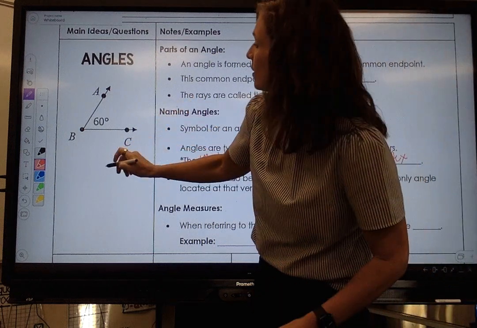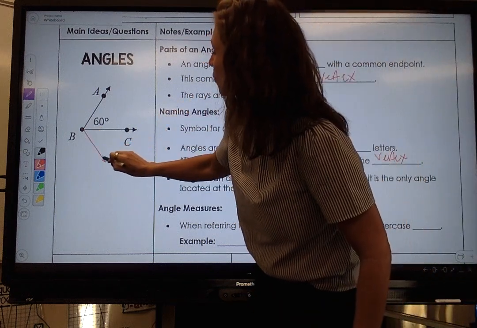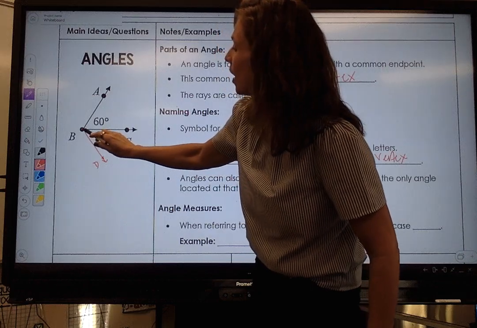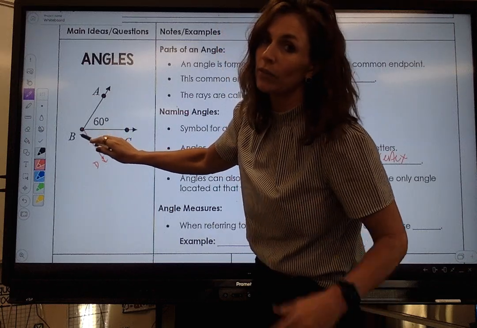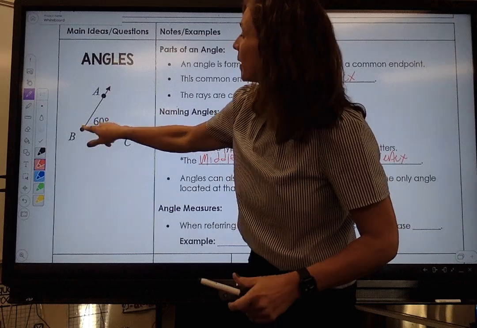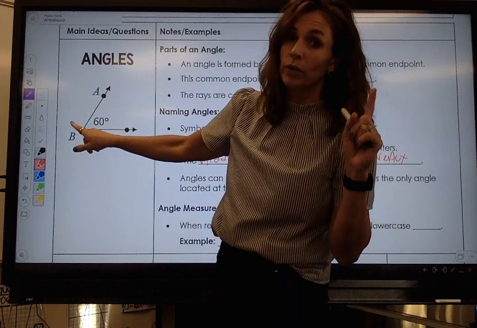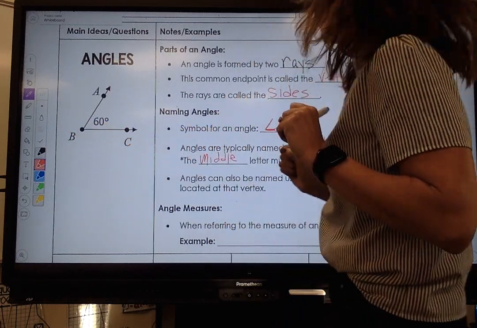Angles can also be named using just the vertex if it is the only angle named at that vertex. For instance, if you had another ray that extended, you could not name this angle angle B. It's too many rays. But because there's 2 rays and only 1 angle, now you can name it angle B.